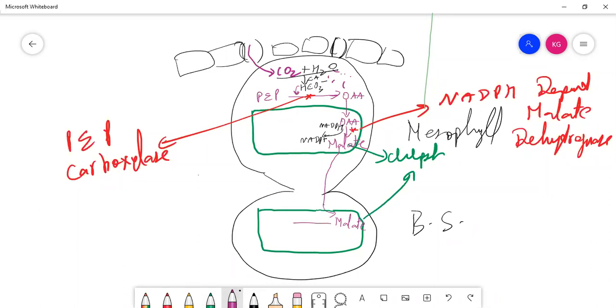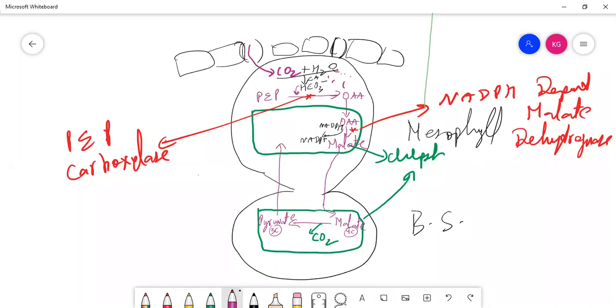This malate, which is a 4 carbon compound, is converted to a 3 carbon compound, pyruvate. Malate is 4 carbon. Pyruvate we know is 3 carbon. So what will happen to one extra carbon? One extra carbon comes out as CO2. CO2 is released over here. This is very clear. And now in the next reaction, this pyruvate moves back to the mesophyll cell, enters the chloroplast.